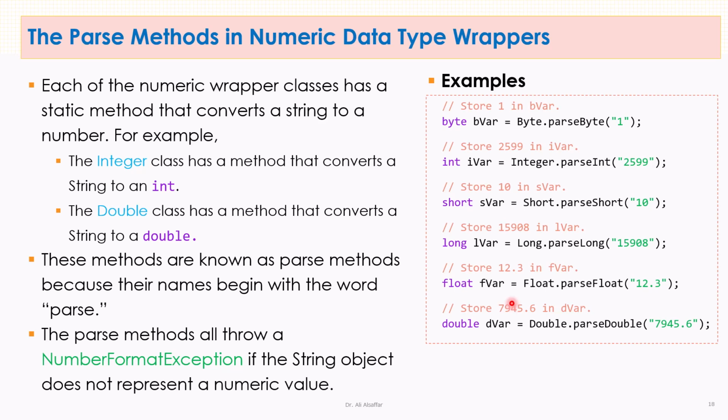For float, the name of the method is parseFloat. And finally, for double, the name of the method is parseDouble. All of them accept a number string as an input parameter and convert the number into the corresponding primitive data type. Let us go to JGrasp and have a little demonstration on how to use one of these parse methods for converting a number string into a number.